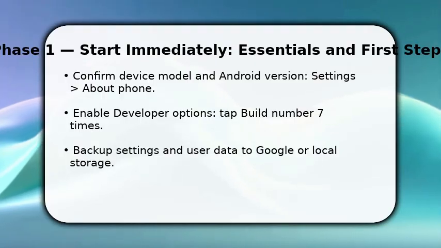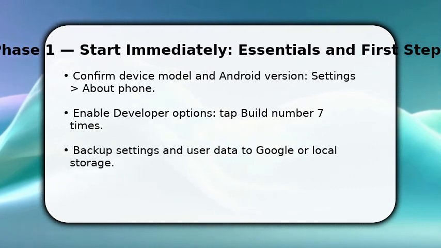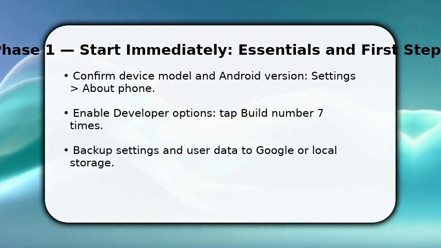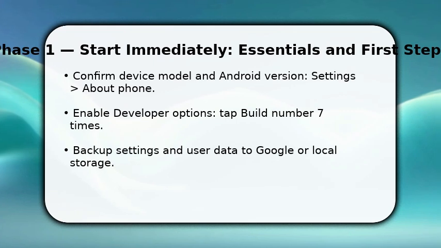You start by confirming the phone model and Android version so you know which settings apply. Once done, enable developer options by tapping build number 7 times in About Phone. Make sure to backup settings and user data to Google Drive or local storage before you proceed. This protects you if something goes wrong.